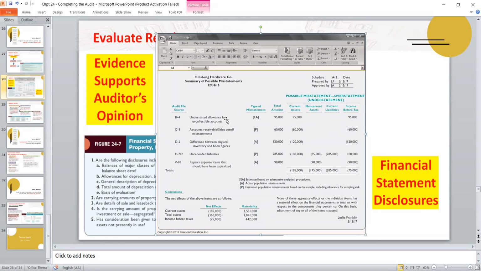This is the summary for the uncollectible accounts, accounts receivable, cut-off misstatement, differences between the physical count and the books, stock, unrecorded liabilities, and items capitalized from the expense. It will affect the current assets, non-current assets, current liabilities, and income before tax.